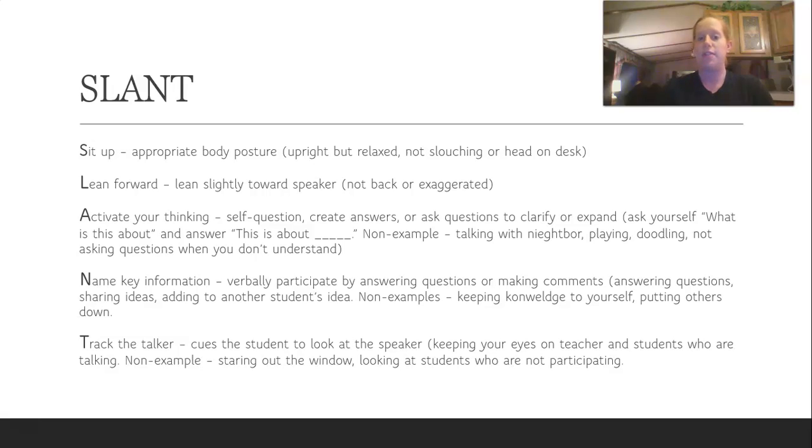The L is for lean forward, and this is just lean slightly towards the speaker. So you're not leaning back and sitting back like that, or you're not over-exaggerating, leaning way too close over your desk or your table. Just a slight lean towards the speaker, whichever way the speaker might be, whether that's the teacher or another student answering a question. The A is for activate your thinking.